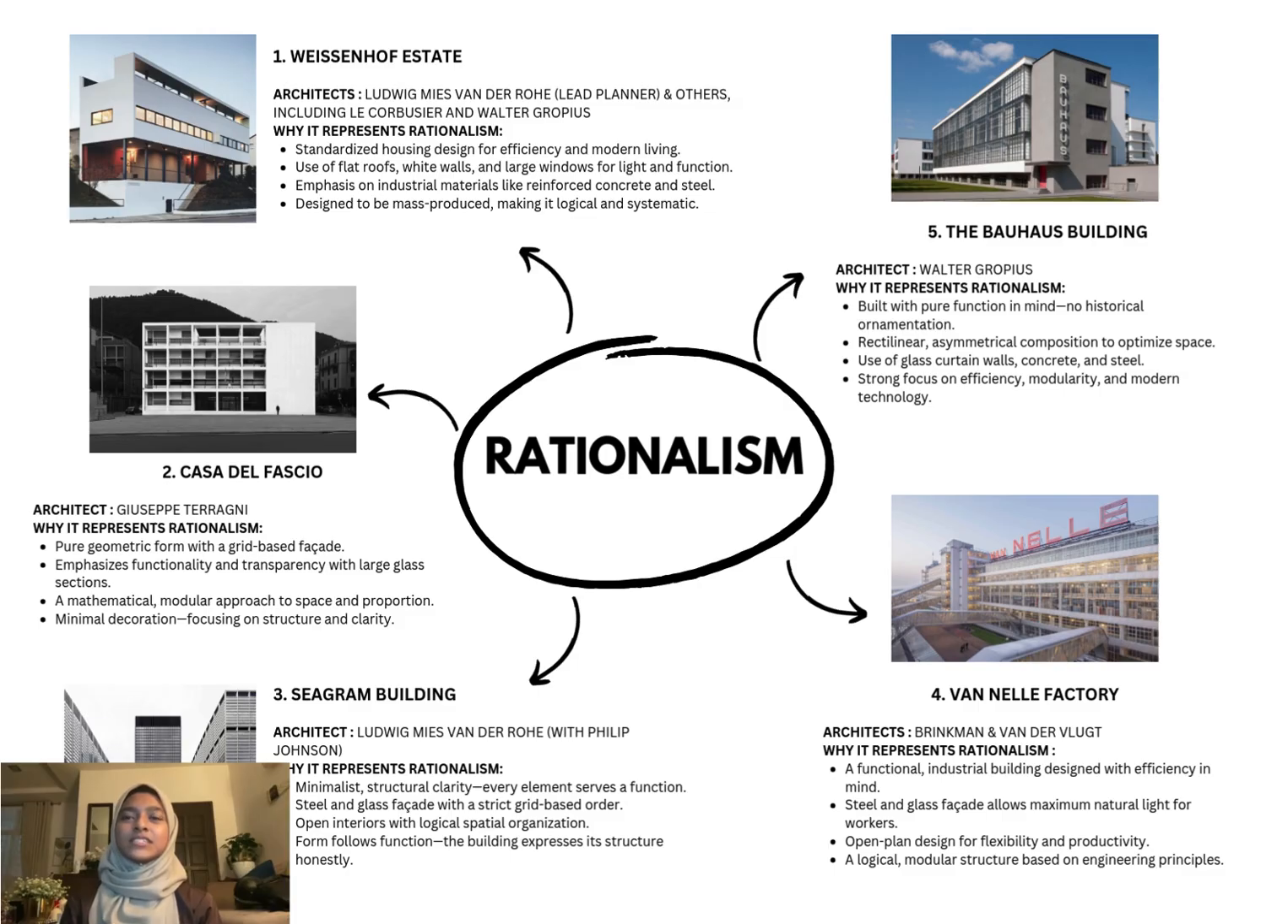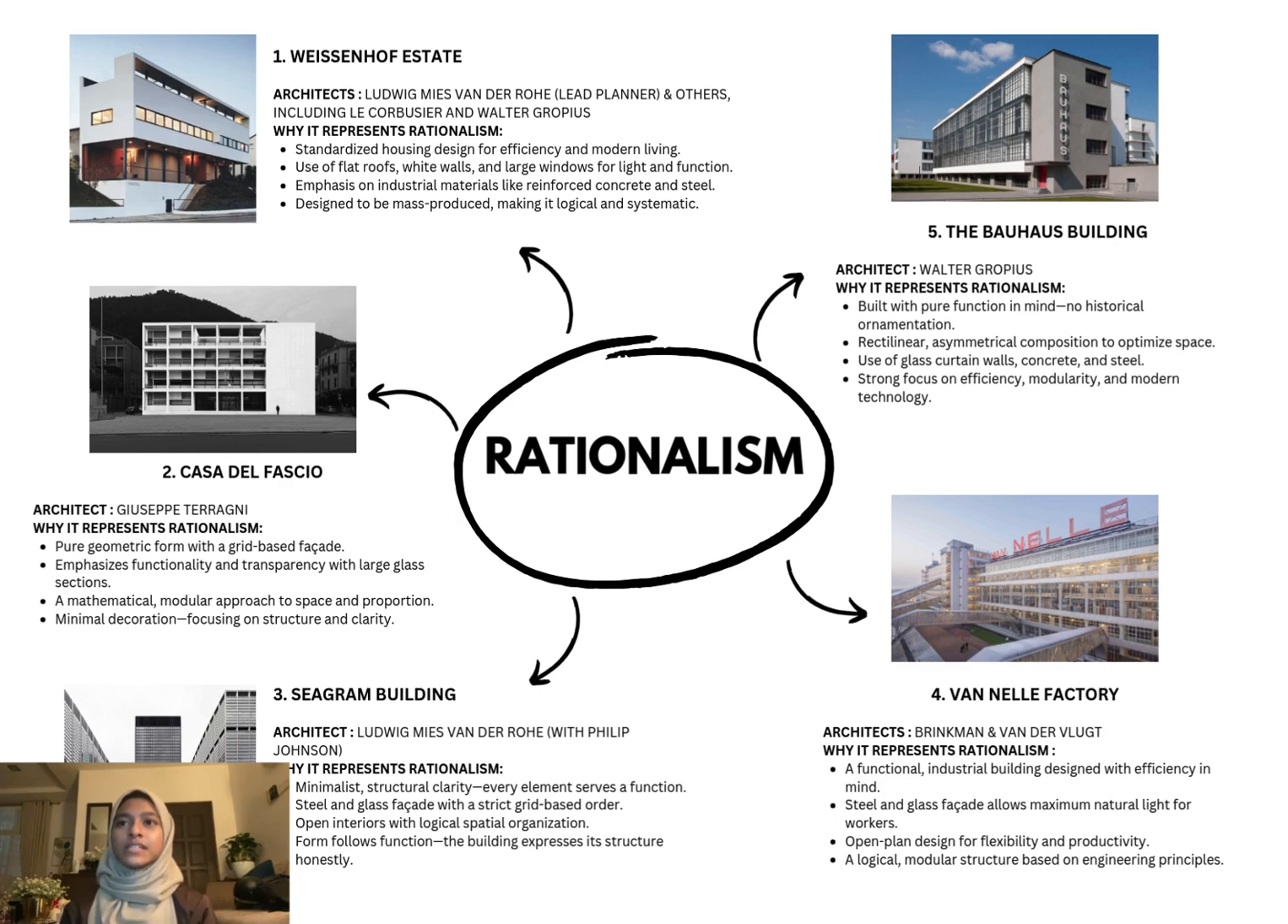The first rationalism building is Weissenhof Estate. Architects: Ludwig Mies van der Rohe, lead planner, and others including Le Corbusier and Walter Gropius. It represents rationalism: standardized housing design for efficiency and modern living, use of flat roofs, white walls, and large windows for light and function, emphasis on industrial materials like reinforced concrete and steel, designed to be mass-produced, making it logical and systematic.